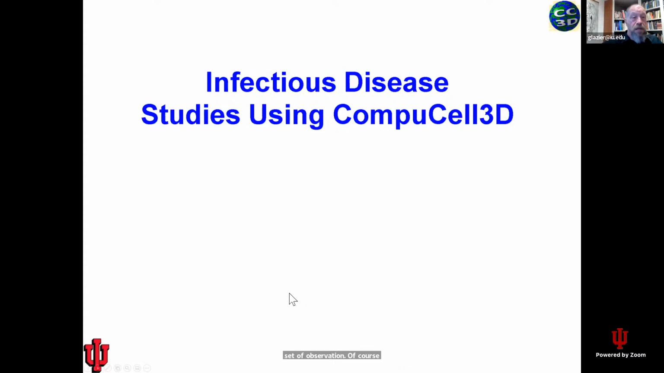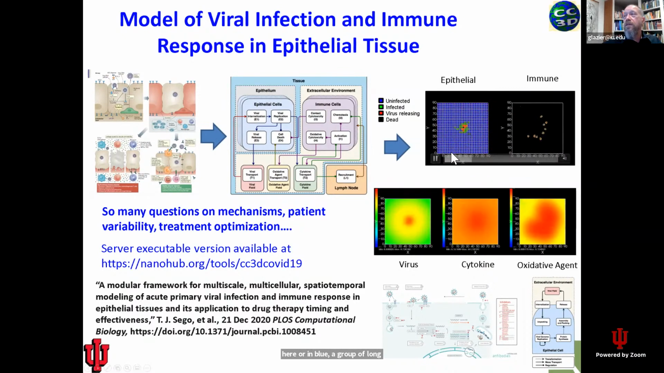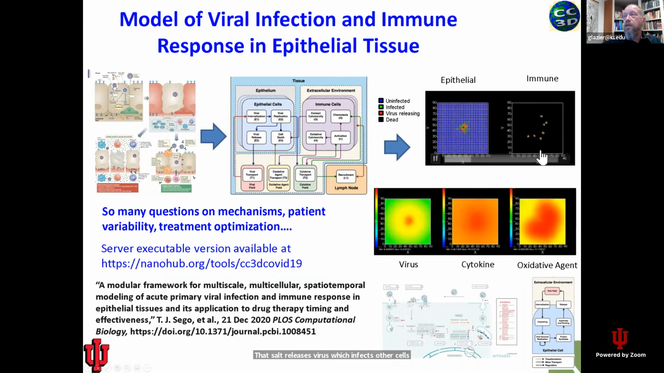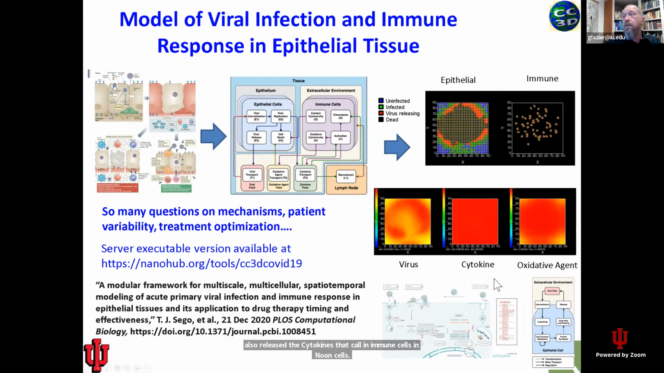Of course, when COVID hit, everyone wanted to study infection in one form or another. We did some basic studies, actually with a group of students through a hackathon, building a model of a tissue patch. Here are in blue, a group of lung epithelial cells. We start out with a single infected cell in the center. That cell releases virus, which infects other cells. It also releases cytokines that call in immune cells. The immune cells kill infected cells, also some uninfected cells.